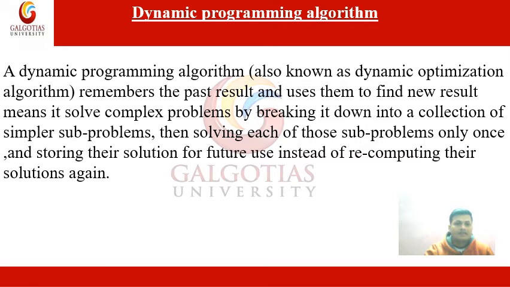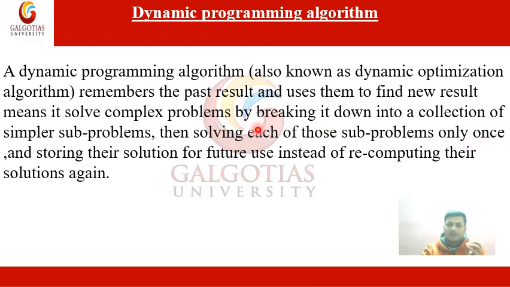Next, we are having dynamic programming algorithm. As I already said, dynamic programming problems or algorithms are used in situations where we want to optimize the solution. These algorithms are called optimization type algorithms. A dynamic programming algorithm, also known as dynamic optimization algorithm, remembers the past results. If you are producing some results, it is remembering the past results. How is it remembering?